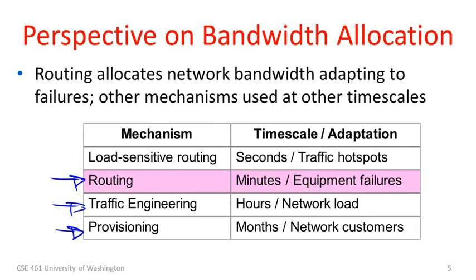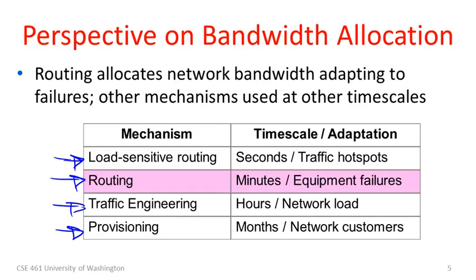Routing, as I've said before, is about adapting to equipment failures, finding good paths around or using only the working equipment. So the routes are going to change on the order of minutes at most, we would hope, less often, unless we've got a lot of failures. There's also a much more dynamic form of bandwidth allocation that I'll call here load-sensitive routing.